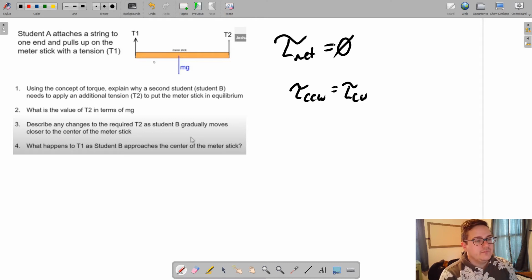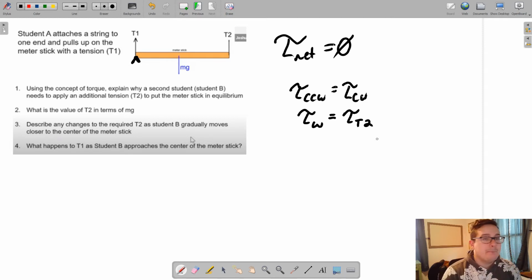If we call, let's say for example, this T1 our frame of reference, we would then have to say that the torque provided by the weight, mg, because that's going to want to go one direction, is going to be equal to the torque provided by tension 2. Okay, there's a bunch of different reference frames you could use here. You could use the middle of the meter stick. You could use a bunch of different ones. I'm just going to use one. So explain why a second student would need to apply additional tension to put the meter stick in equilibrium. Well, the reason being is that we want the torques to be equal but opposite to each other.